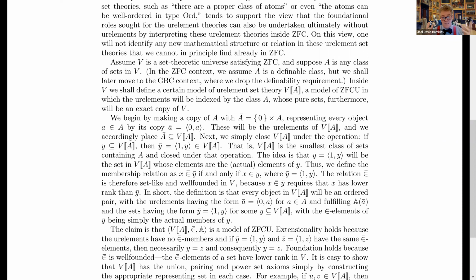So I've defined this class structure, the V bracket A structure with the epsilon bar relation, and I claim it's a model of ZFCU with A many urelements. First of all, we get extensionality for the sets, because two sets are going to have the same epsilon bar members just in case the set that they came from is the same. And foundation holds because epsilon bar is well founded.